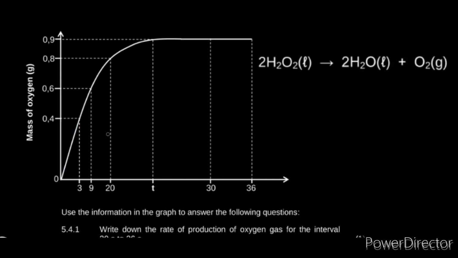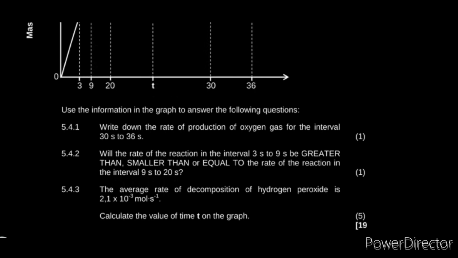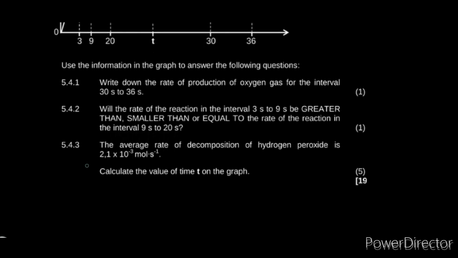So at the beginning, reactions are happening faster, then they begin to slow down until it's finished. There's no more reaction. So notice that at this point here, the reaction reaches completion. So hence we've got the horizontal graph. There's no more reaction at that point. Alright, now let's look at this question.